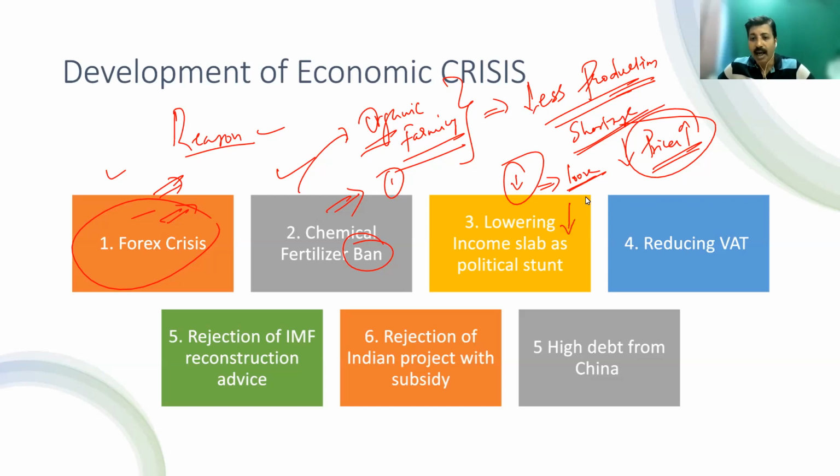What happened? Another blow to the government's income sources. The government's income sources automatically started to disappear. That also happened, the lowering of the income slab. That is another blow. And the major reforms were not done.